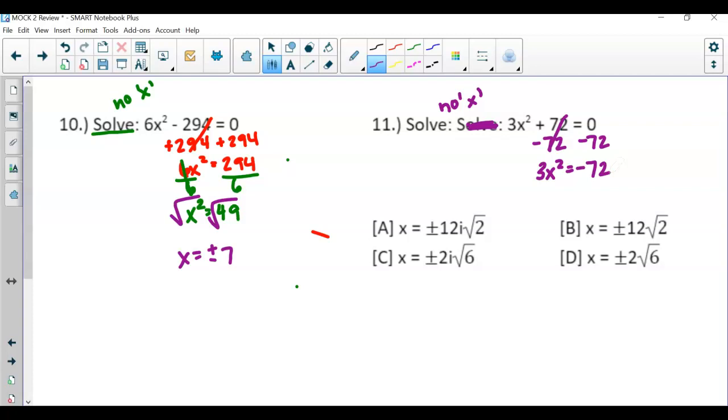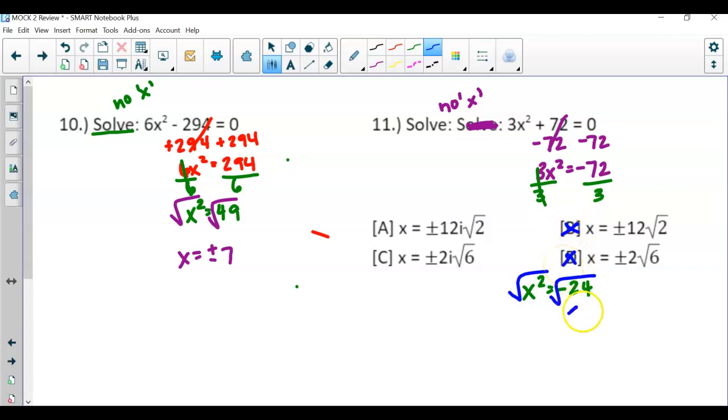Now again, we can't take the square root yet because x is being multiplied by 3. So now divide by 3. And x squared is equal to negative 24. Now we can take the square root. Notice how you're taking the square root of a negative value, so we do need i in our final answer. So it's not B or D.